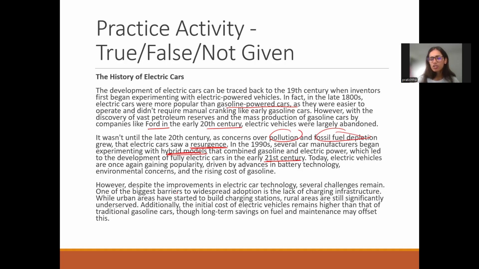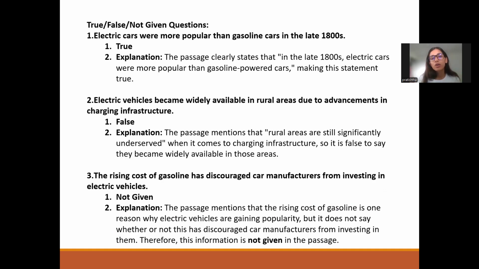Right? Now we just got a general idea, and we now know about gasoline cars versus the electric cars and hybrid cars. Where are all these things mentioned? Now moving on to the questions. Electric cars were more popular than gasoline cars in the late 1800s. Yes, it is true. Why? Because the passage clearly states that in the late 1800s, electric cars were more popular than gasoline powered cars, right? So electric cars were more popular than gasoline cars.